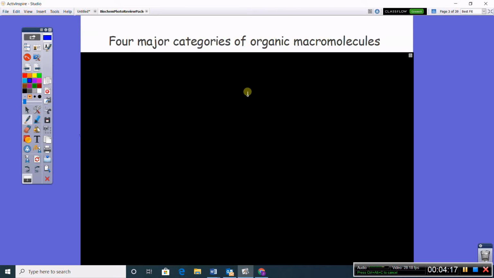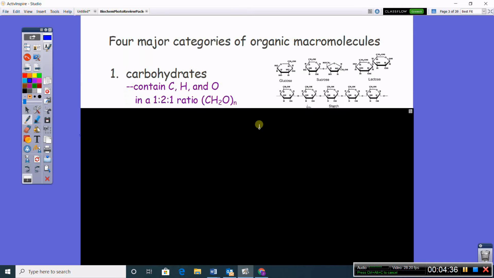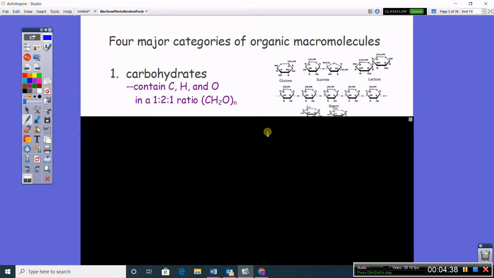Next, let's go through our 4 major categories of organic macromolecules. So you should be able to list those. There's a lot of things in bio that should just be like word association. If we say 4 macromolecules, you should think carbs, proteins, lipids, nucleic acids. Don't get caught up in so much detail that you aren't able to tell these apart from each other. So on this slide, we're just going to go over some major differences between them.